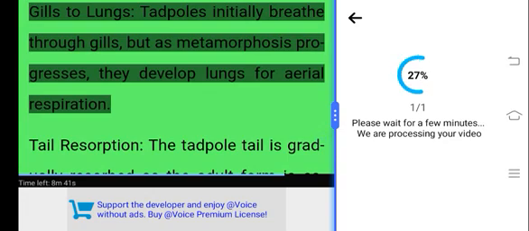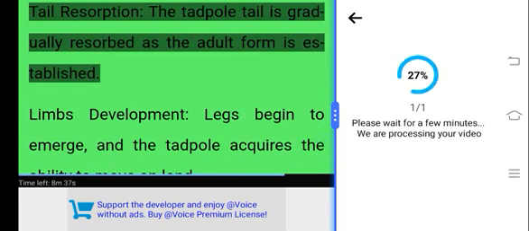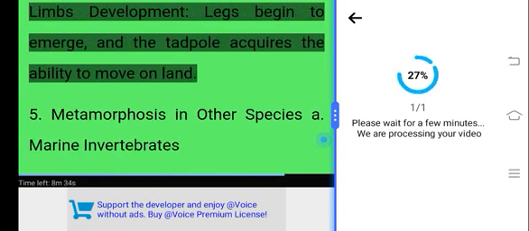Gills to lungs. Tadpoles initially breathe through gills, but as metamorphosis progresses, they develop lungs for aerial respiration. Tail resorption. The tadpole tail is gradually resorbed as the adult form is established. Limb development. Legs begin to emerge, and the tadpole acquires the ability to move on land.